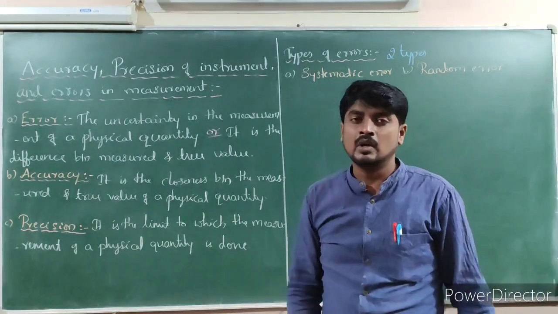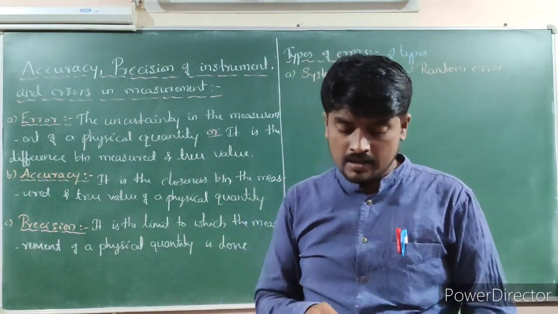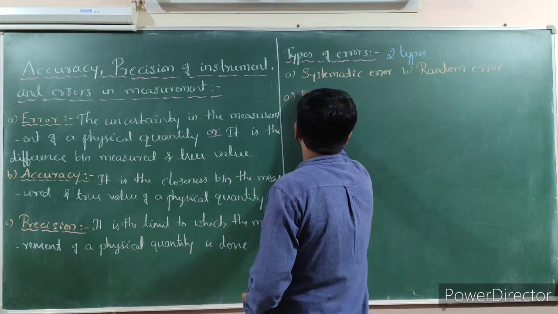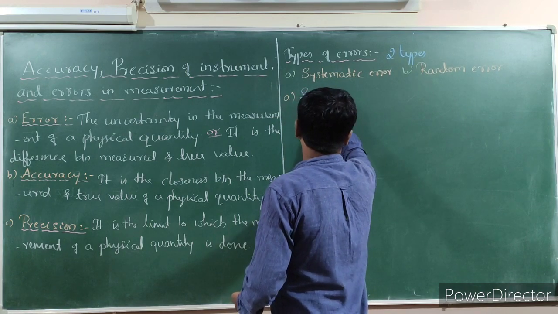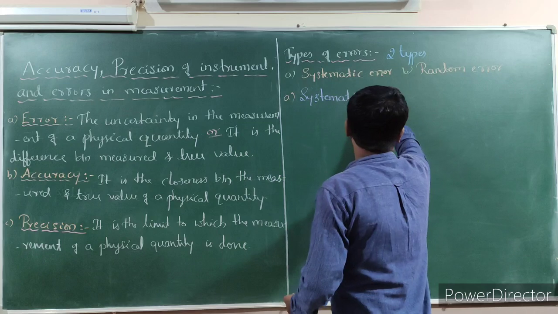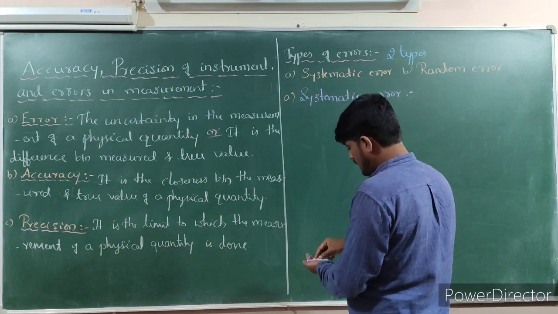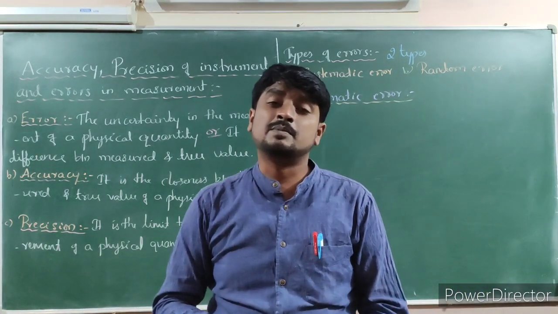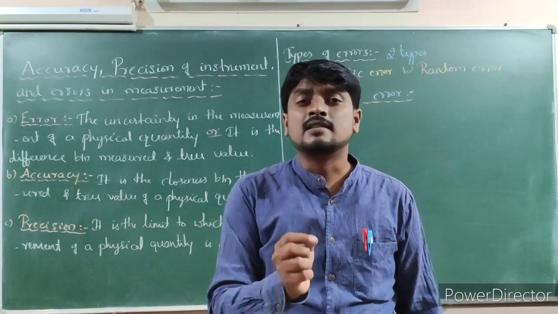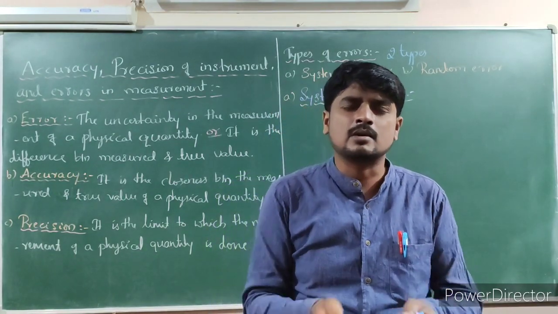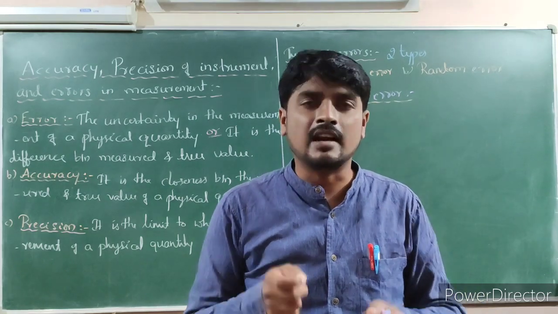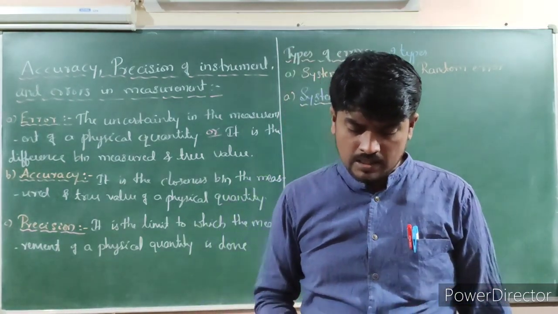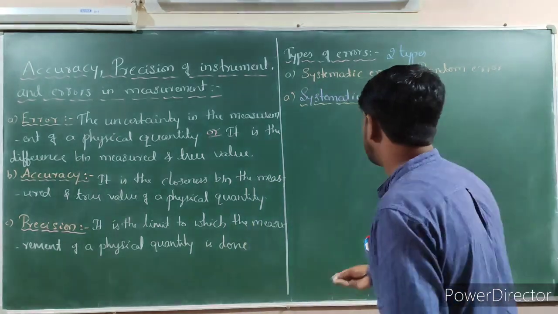What is meant by systematic error? What is meant by random error? Suppose I go with A, that is systematic error. The name itself is saying systematic, which means something not puzzled, not shuffled. Random error is shuffled error; this is systematic. That means it always tends to move in one direction. So the systematic error always tends to be in one direction.